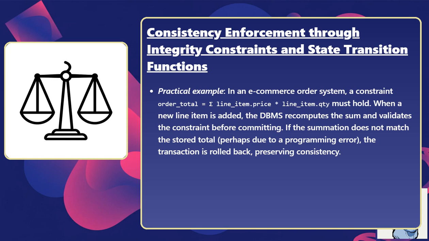Practical example: in an e-commerce order system, a constraint, order total equals the sum of line item price times line item quantity, must hold. When a new line item is added, the DBMS recomputes the sum and validates the constraint before committing. If the summation does not match the stored total, perhaps due to a programming error, the transaction is rolled back, preserving consistency.